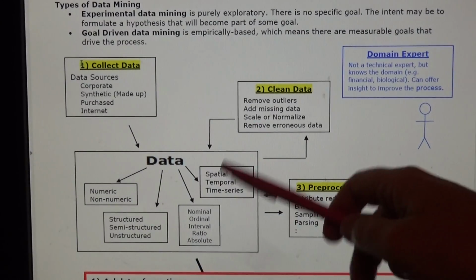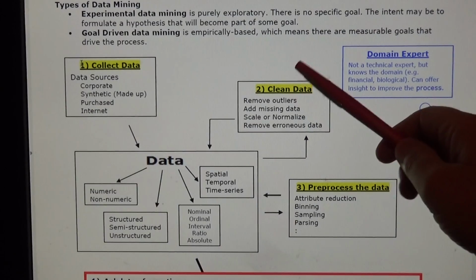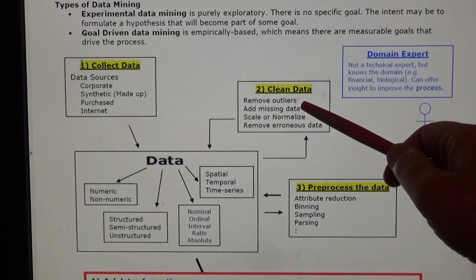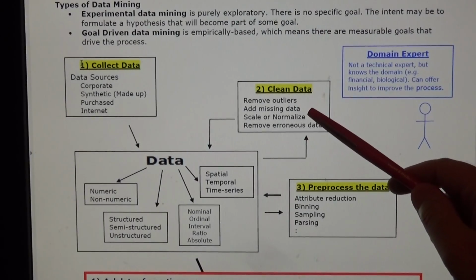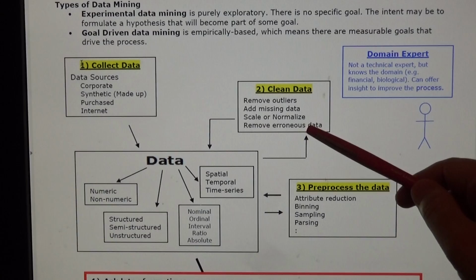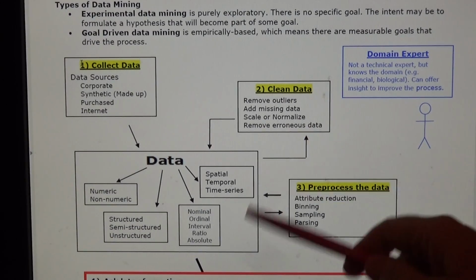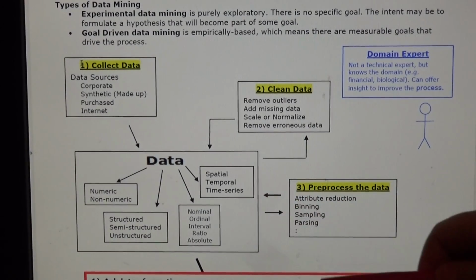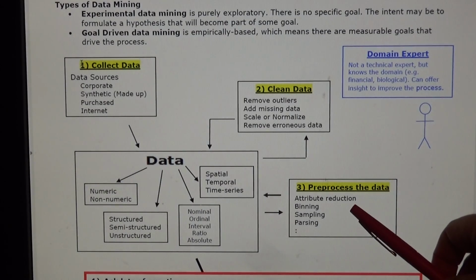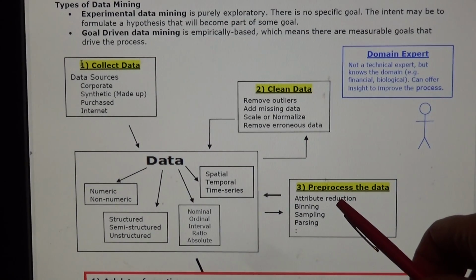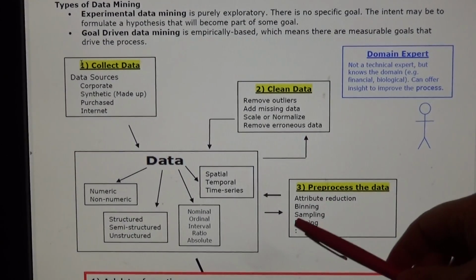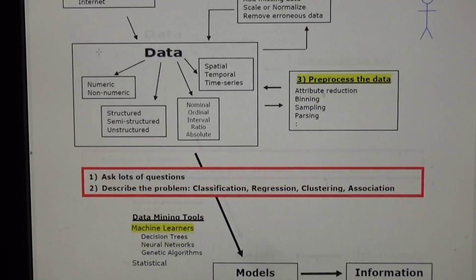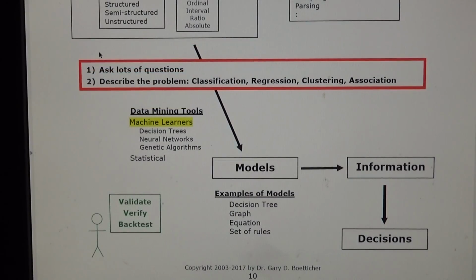And once we have our data, we want to go through the process of cleaning the data, get rid of outliers, add any missing data. We might have to scale or normalize the data, and we also want to remove erroneous data. Now, once we have the data in good shape, we then proceed to pre-process the data. We might try to eliminate some of the columns, do what's called binning, sampling, or parsing, and a lot of these we'll explain later. Now, you've noticed I've got this section in red, very important.